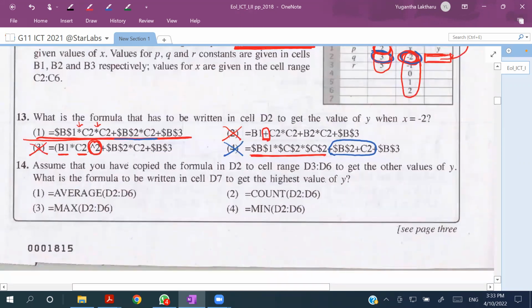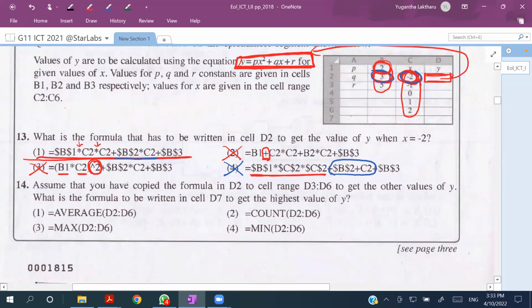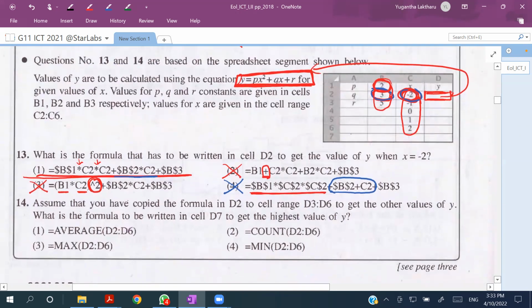Okay, moving to the 14th, assume that you have copied the formula in D2 to cell range D3 colon D6 to get the other values of Y. What is the formula to be written in cell D7 to get the highest value of Y? Okay, so that's quite an easy one. They are searching for the highest value. To find the highest value, we should find the max, right? So the third one is going to be the answer.